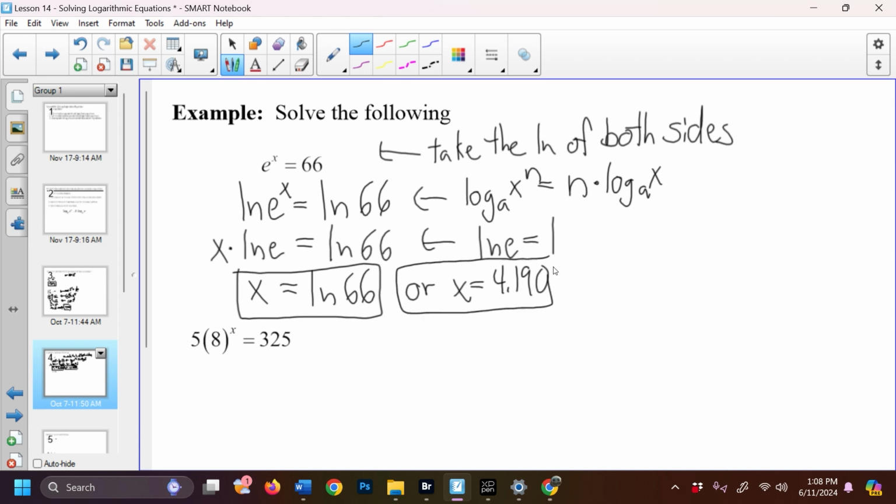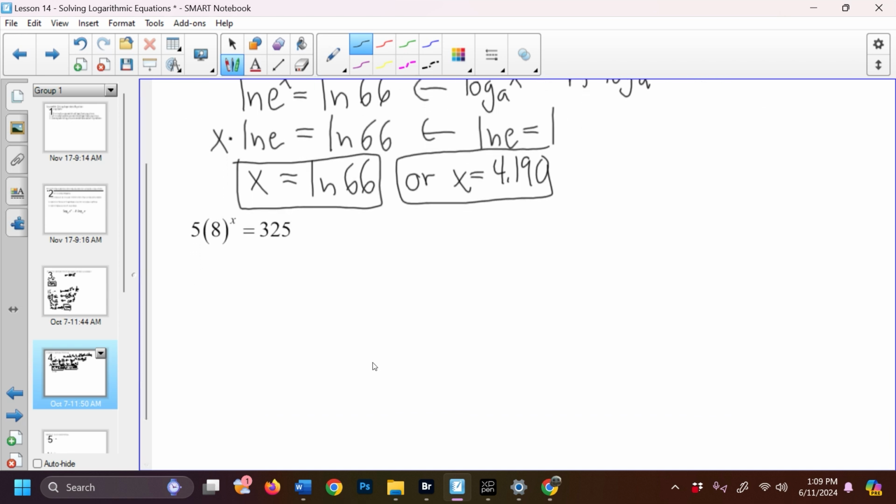Either of these is acceptable. But I do want to say one thing. From this point on, if you have ln of e to a power, you can skip this step and just say, okay, this cancels out and I'm left with just x. So ln e to the x is always going to be just x. That is a property that came from the first lesson on logarithms, but you can use it from this point on. All right, let's solve this for x.